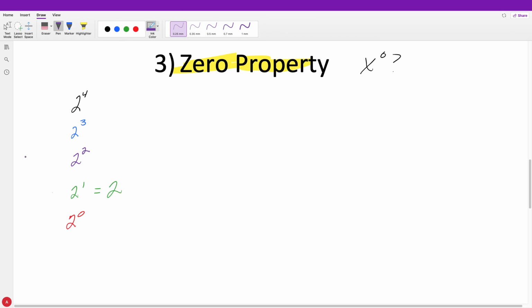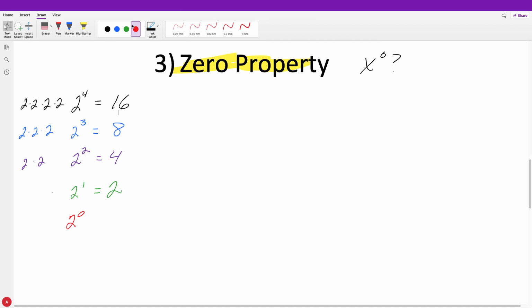2 squared, I know that's telling me 2 times 2 because it's telling me how many times I'm multiplying that base, which is going to be equal to 4. 2 cubed is saying 2 times 2 times 2, which is equal to 8. And 2 to the 4th power is equal to 2 times 2 times 2 times 2, which is equal to 16. So if you noticed, as we were going up in power, we were multiplying by 2 every single time.